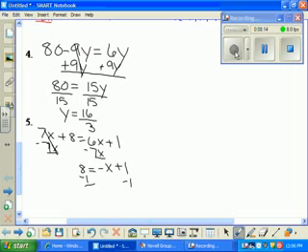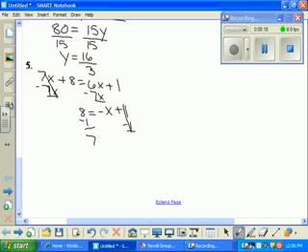Minus 1. Subtract 1 from both sides. Good. So I get 7 equals negative x. Now, somebody tell me, if I wanted it to be a positive x instead of a negative x, what would I have to do to my 7? Make it negative. So x equals negative 7. How many people got that right? Very good. Nice job.